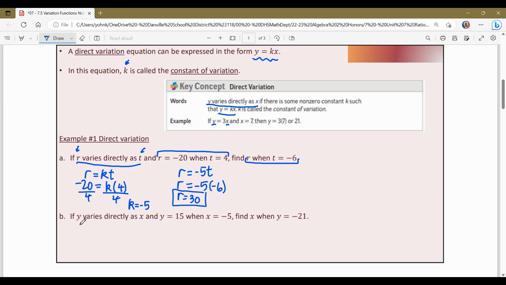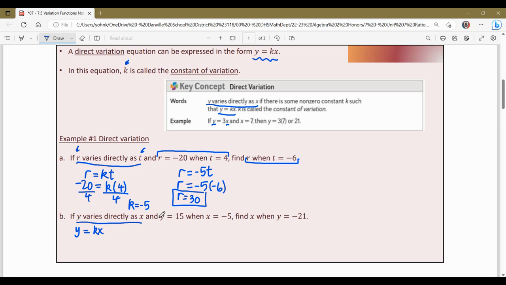All right, here's another one. If y varies directly as x and y equals 15 when x equals negative 5, find x when y equals negative 21. So here's the first part, y varies directly as x. So we're going to write y equals kx.